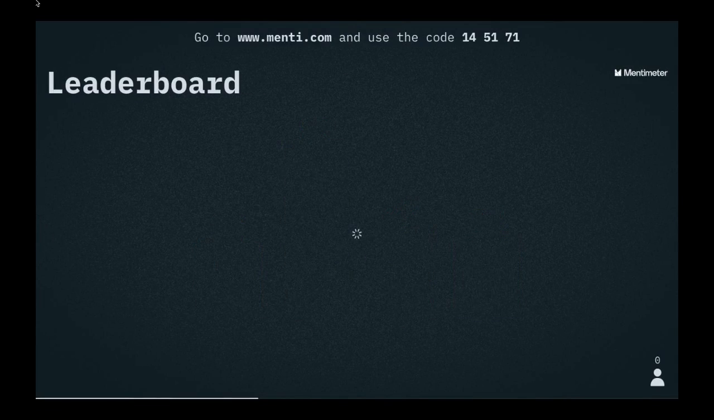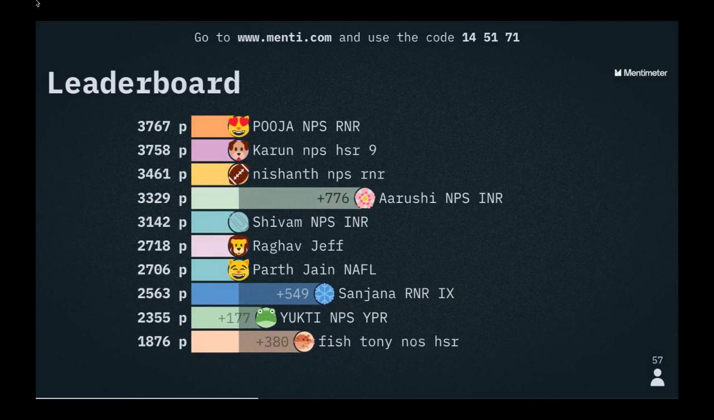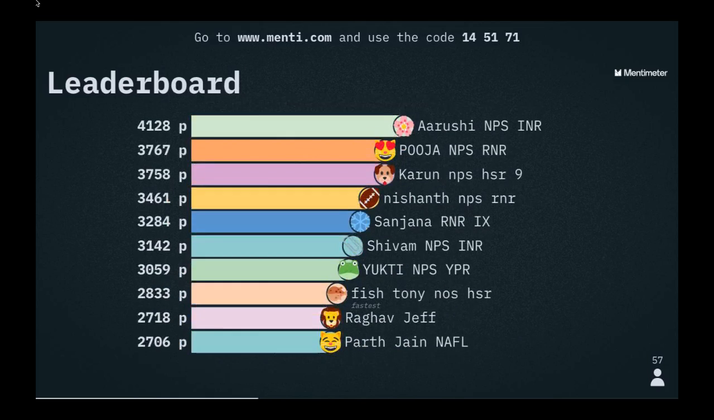Good. 12 people only, so there will be a good magnitude of shuffle. Yes, see? Arushi, Sanjana, Yukti, Fish, my dear friend Tony. Arushi is on the leaderboard, top. Tony was the fastest one to respond, good. And here we go to the next question.